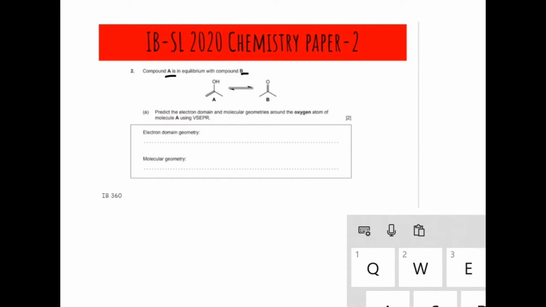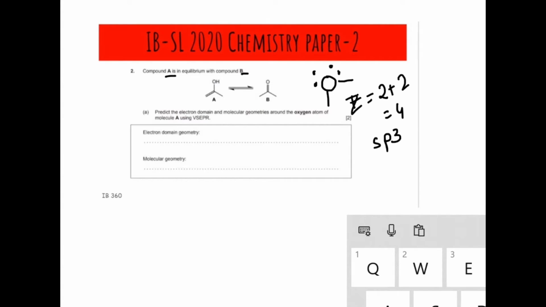The first question says: predict the electron geometry and molecular geometry around the oxygen atom of molecule A using VSEPR. Around oxygen in compound A, if I draw, there are two single bonds and two lone pairs. The value of Z would be the total number of sigma bonds plus the total number of lone pairs. So we have two sigma bonds and two lone pairs. So it is 4, and my hybridization is sp3.